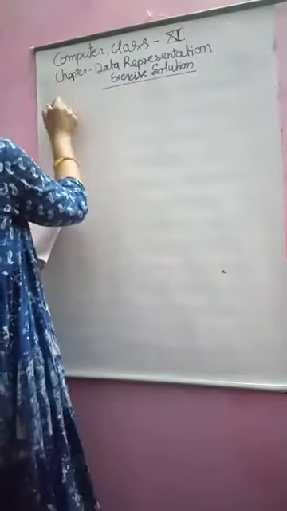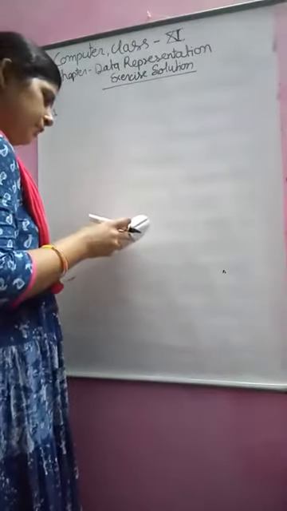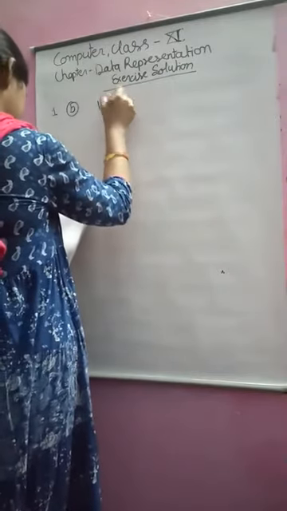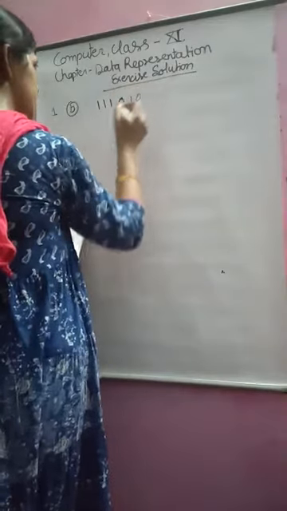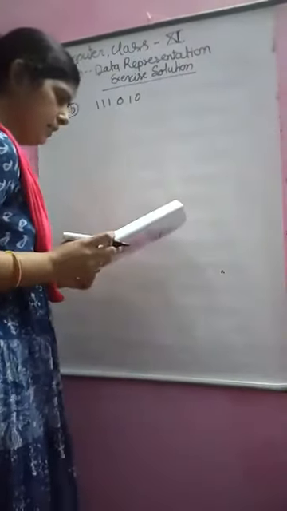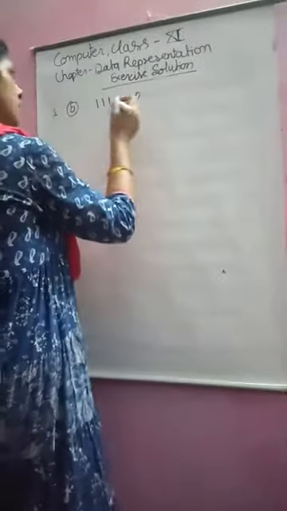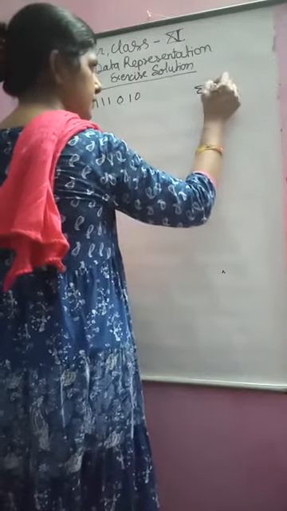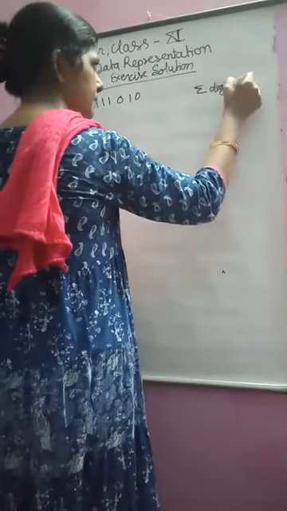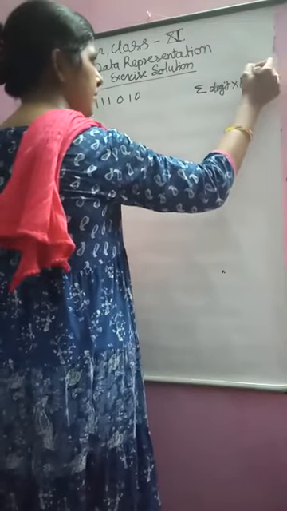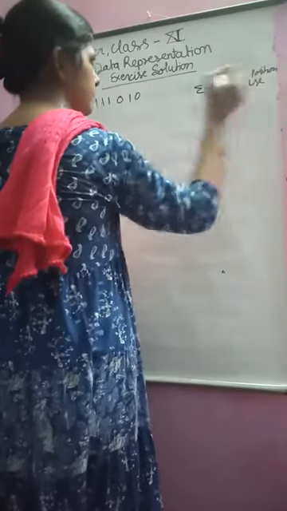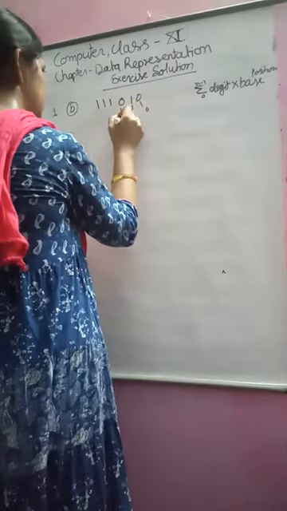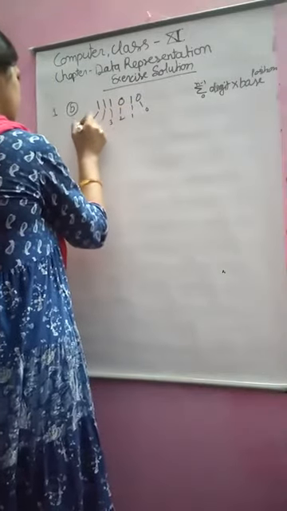Question number 1. Convert the following number to the decimal number. I am taking question number B. 111010. Convert to decimal: summation of digit multiplied by base to the power of position, from 0 to n minus 1. Positions: 0, 1, 2, 3, 4, 5.